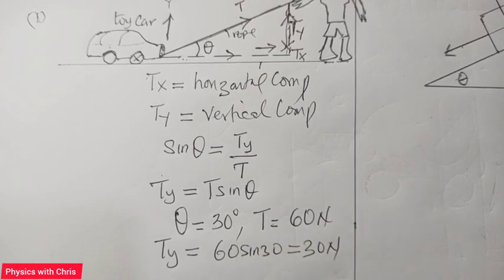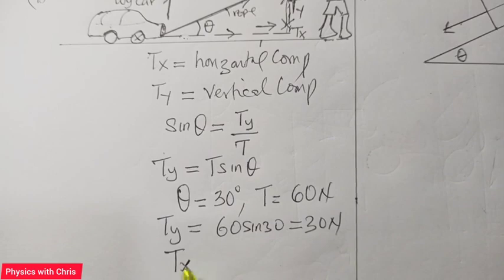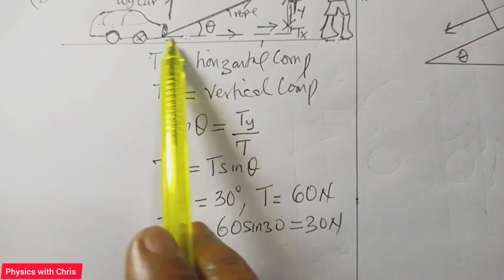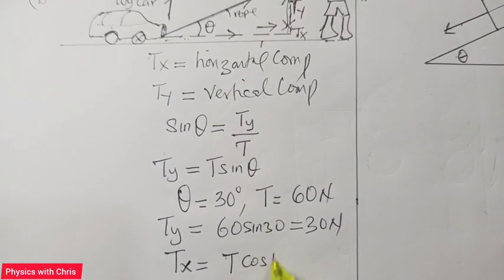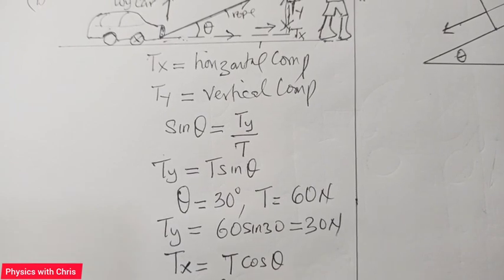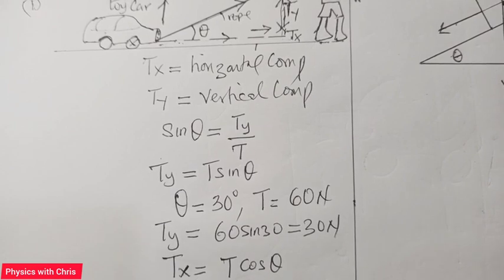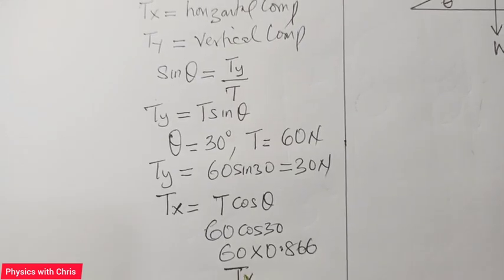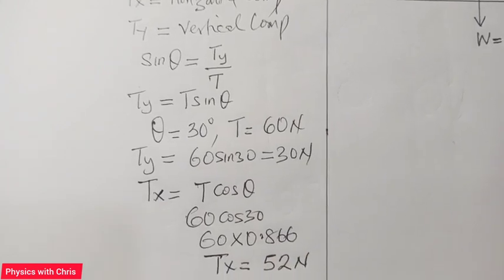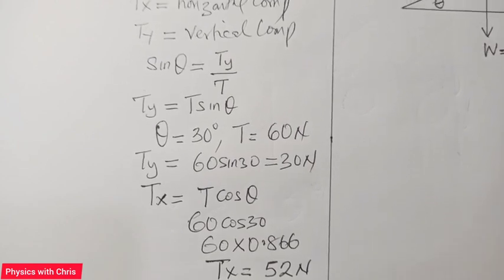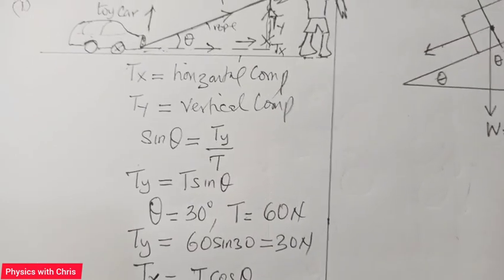And then the Tx component, that is the component of the vector that moves the car in the forward direction, is given by adjacent over hypotenuse, that is cos theta, which becomes T cos theta. So if T is 60, Tx is 60 cos 30, and that gives me 60 multiplied by 0.8660. Tx roughly gives me 52 Newton. So you can see that the forward component, the Tx component, is greater than the Ty component, which means this car moves forward more than it moves upward.